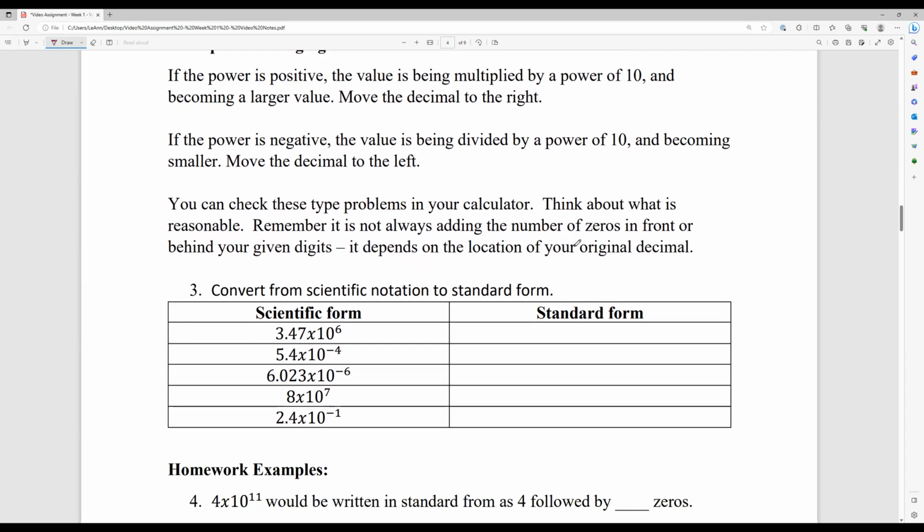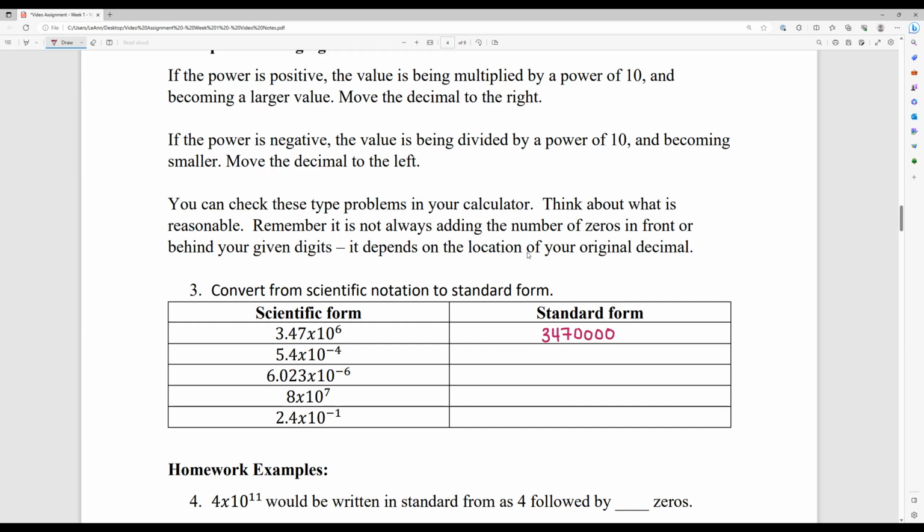Remember, it's not always just adding the number of zeros in front or behind the digits you're given. It also depends on where the digits are located. So like for this very first one, we're not going to just add 6 zeros. That's not moving the decimal to the right 6 places; that would actually be moving it more than 6 places. Because to get this started, your decimal's behind the 3. So we have to move 2 places to the right before we could start adding any zeros. So we would have 3, 4, 7. We've moved 2 places to the right, so we need to move 4 more places to the right. And for a movement to the right without a digit, we add a 0 in.